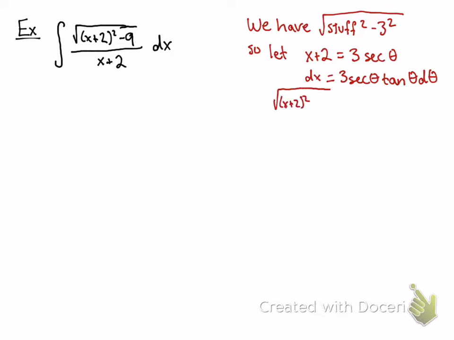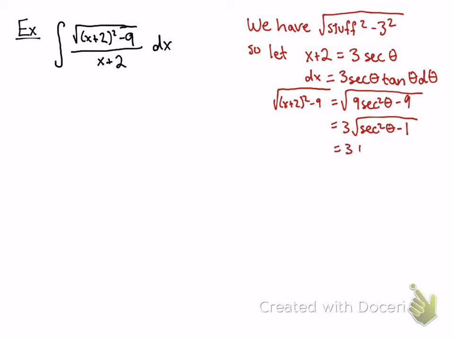Now, what am I going to fill in for this horrible square root? Well, replace x plus 2 with 3 secant theta, and when I square it, I have 9 secant squared theta. So this is the first step in figuring out what that square root equals. I have the square root of 9 secant squared theta minus 9. Factor the 9 out and pull it out of the square root, it becomes a 3, and I have the square root of secant squared minus 1.